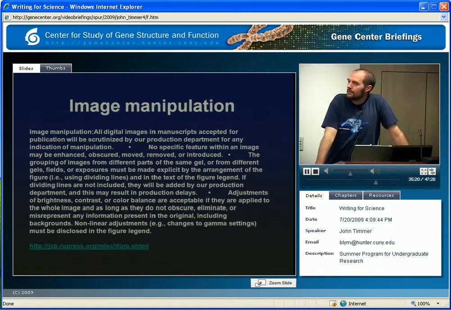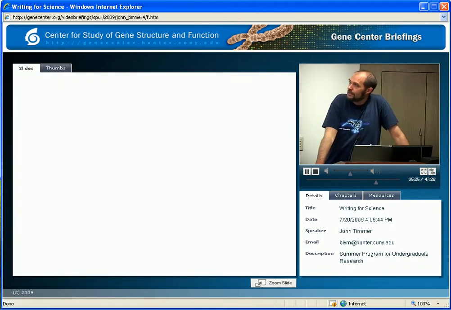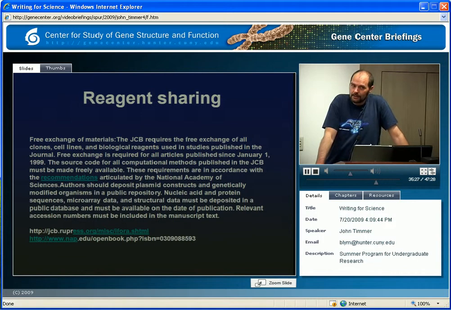Reagent sharing we got into before. This, again, is Journal of Cell Biology, which is Rockefeller University Press. Free exchange of all clones, cell lines, and reagents used in studies published in this journal. Basically, if you publish something and somebody asks for it, it's often tempting not to give your competitors the antibody you worked 6 months to produce and bled countless rabbits to obtain. But if you publish it, you have to share it.